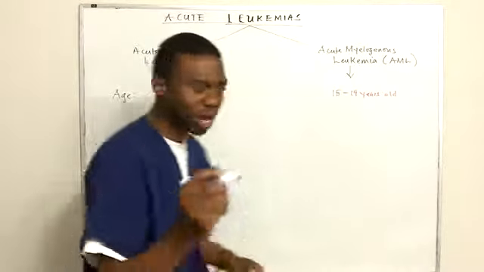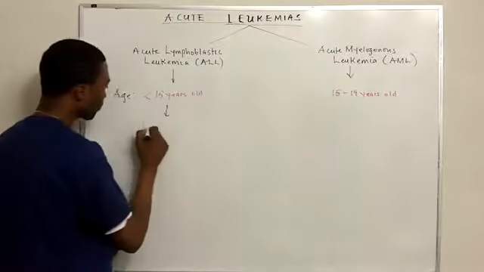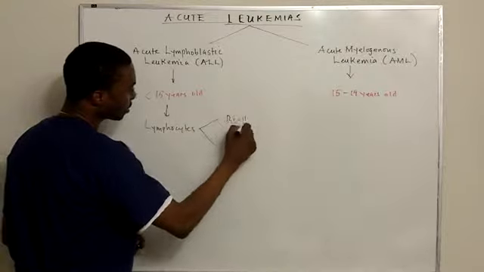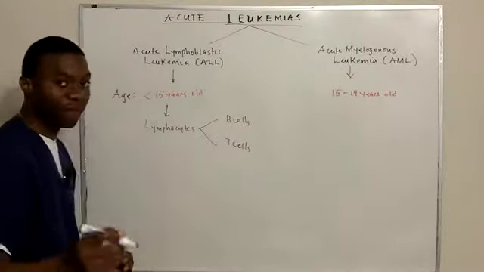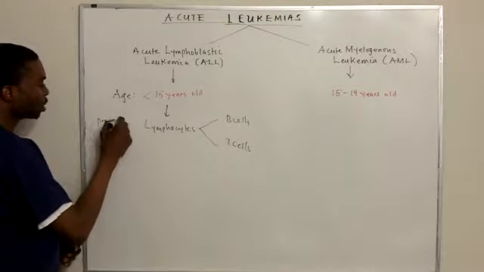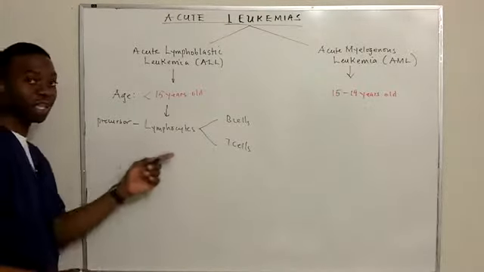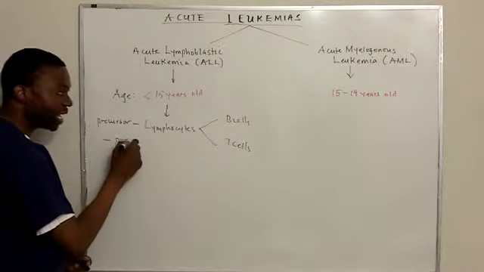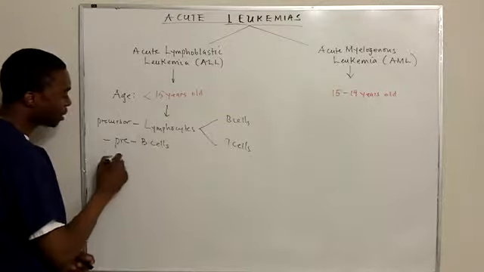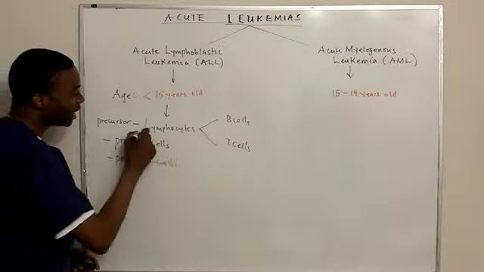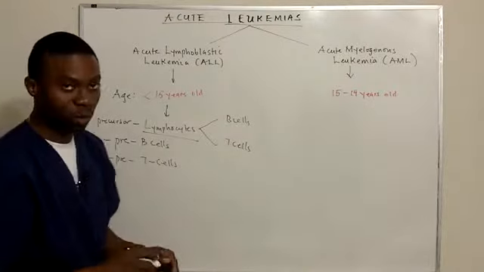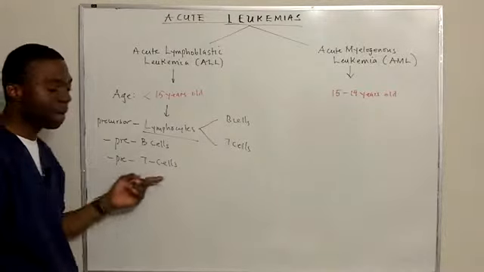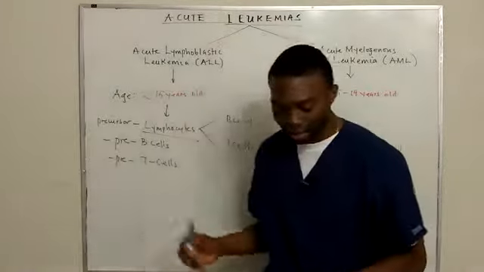What are the lymphocytes? We have B cells and T cells. But because we're affecting the precursors, the cells that come before we reach the mature B cells, it's going to affect the pre-B cells, see that? Or the pre-T cell lymphocytes. That's why we say it's a form of leukemia that affects immature cells, because they're not mature yet. These are the mature guys. These are the immature lymphocytic cell lines.